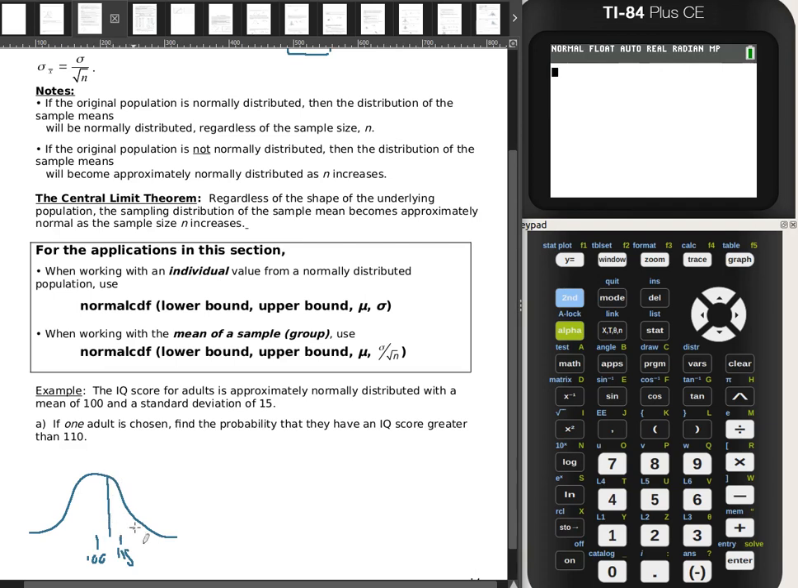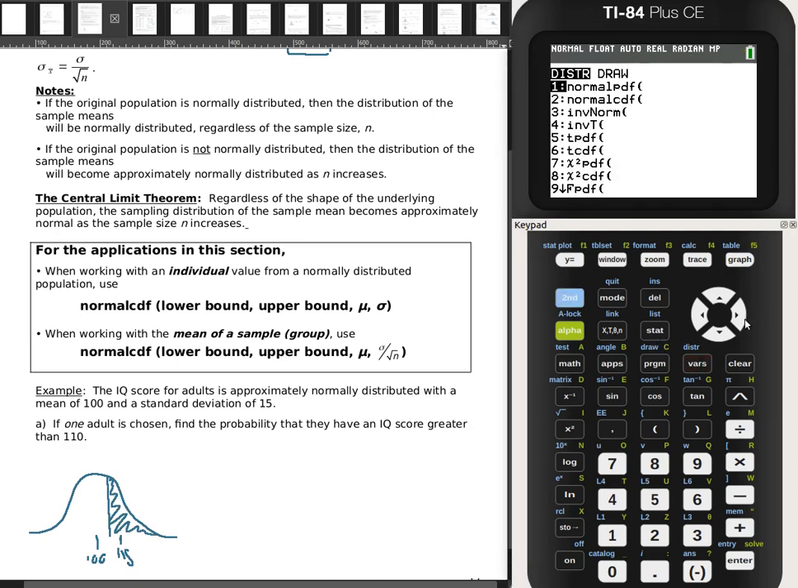The probability that they have an IQ score greater than this is just the area underneath this curve. So we're going to use our handy dandy distr. We will go normal CDF. The lower bound in this case is 110. That is the value that we're looking for. The upper bound, it's just going off zooming to infinity, so we will use our pseudo infinity button.